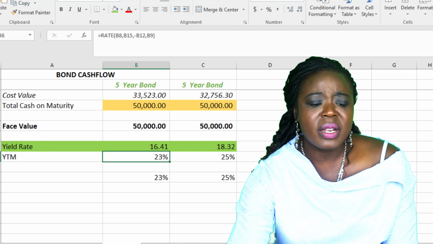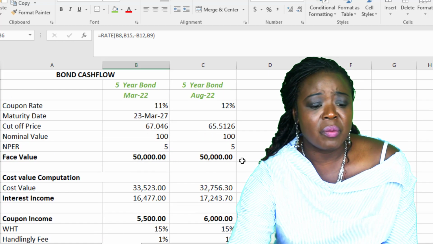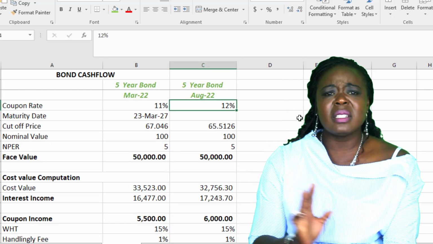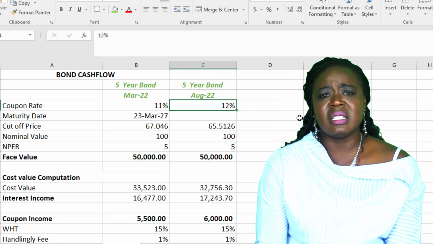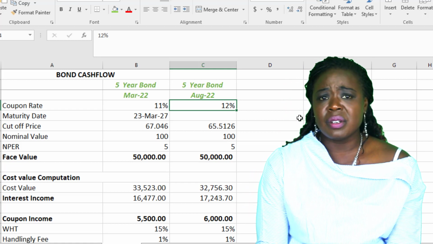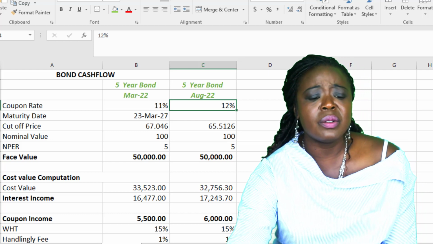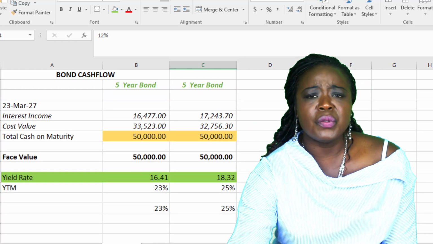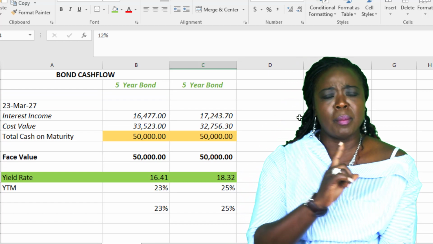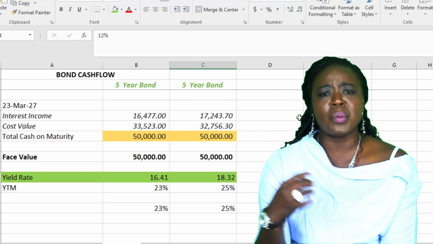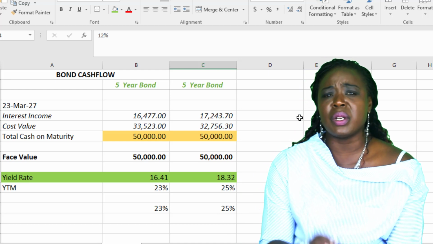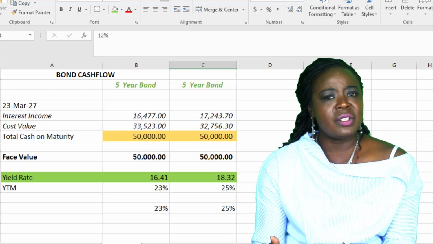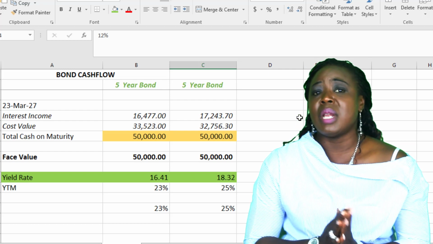Now, it is really strange with the Zambian government bonds. The coupon rates are fixed regardless of the changes in the interest rates, though the yield rates are changing. As you've seen from the March 2022 bond results compared to the August 2022 bond results on a 5-year bond, you see that the yield rates have changed. The coupon rates have remained the same.